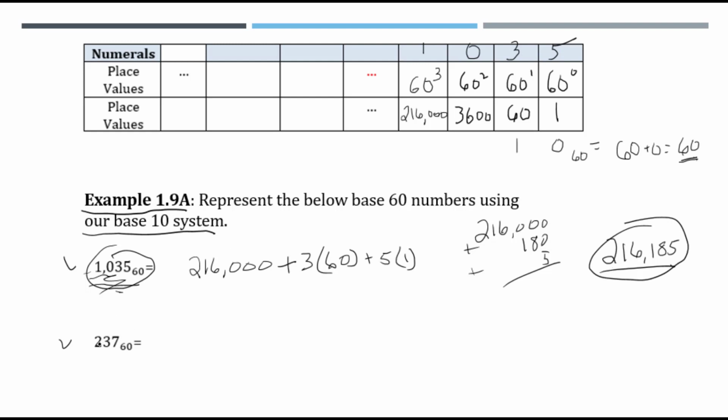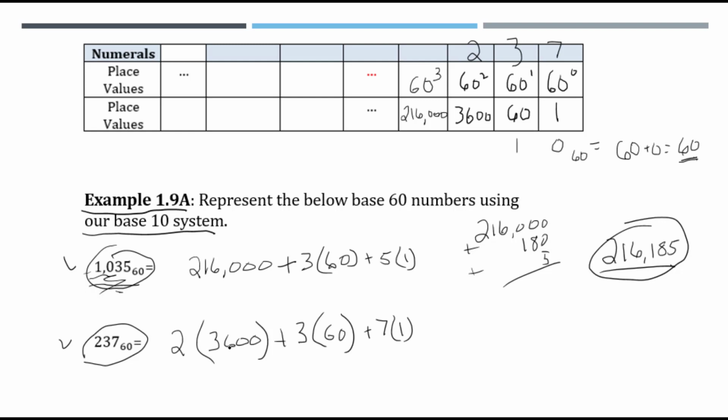So let's do one more here. Let's pause. I'm going to pause this and clean this up a little bit. Okay, we're going to do this one now. I'm going to put it up here. I always do that. It's 2, 3, 7. So it's 2 of these plus 3 sixties plus 7 ones.